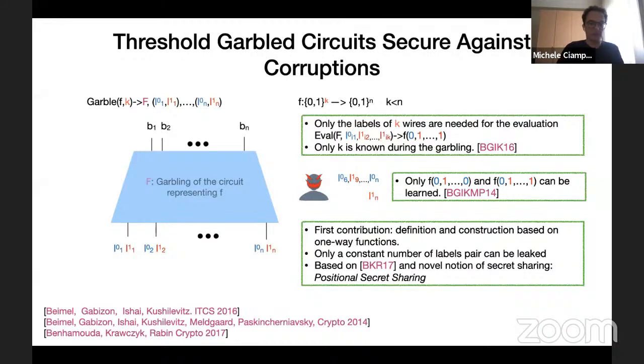So the construction that we give is a compiler that combines a notion of garbled circuit that already allows for corruption with a new notion of secret sharing that we call positional secret sharing, which we provide and instantiate information theoretically. So given any scheme that supports the corruption of L inputs, we have a scheme that not only allows the corruption of L input slots, but also has this threshold characteristic.